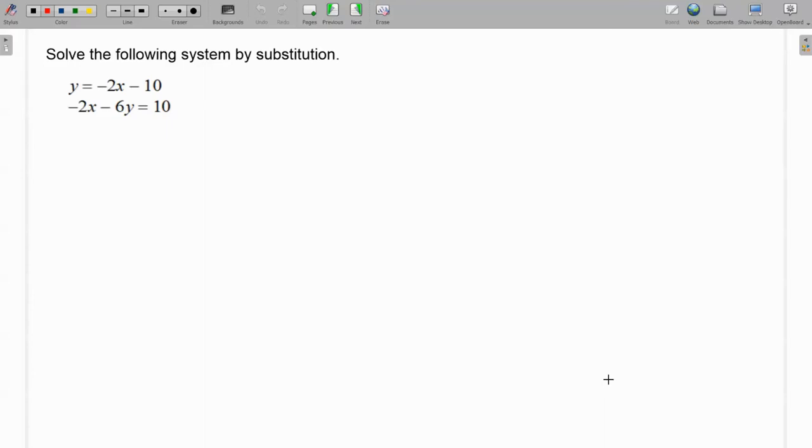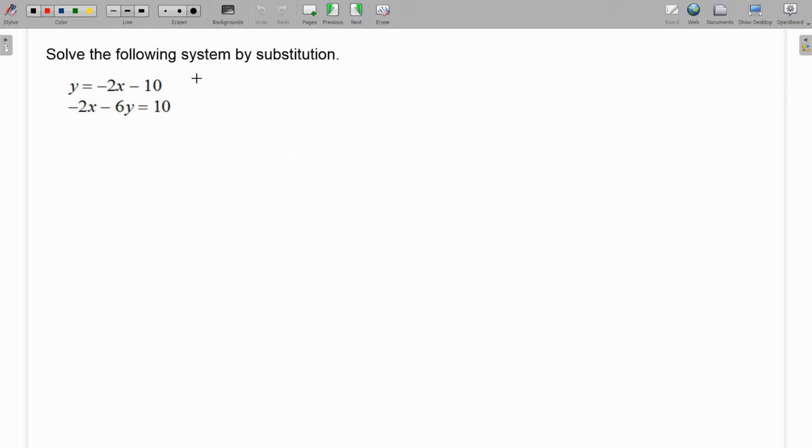In this problem, we're asked to solve the following system by substitution. We're given the equation y equals negative 2x minus 10, and our second equation, negative 2x minus 6y equals 10. So these two equations make up our system of equations, and we're asked to solve it by substitution.